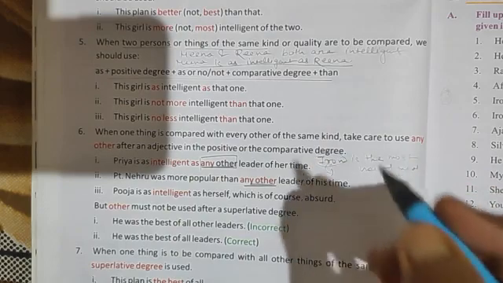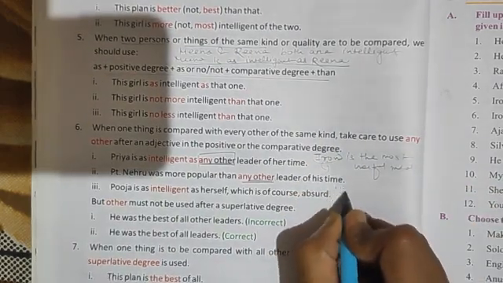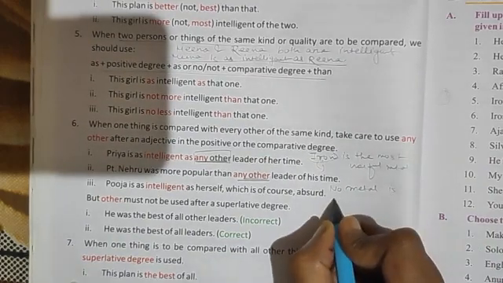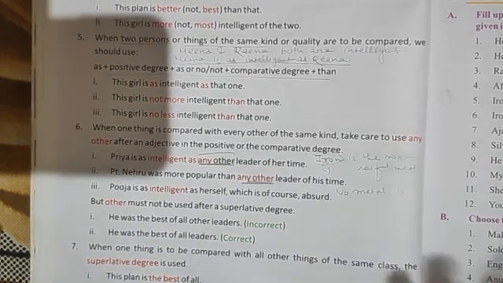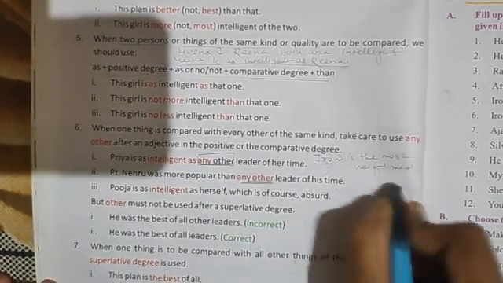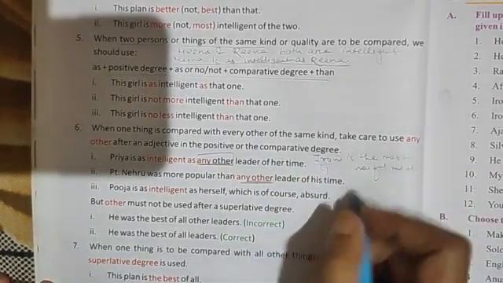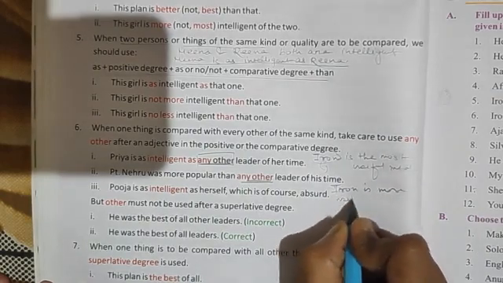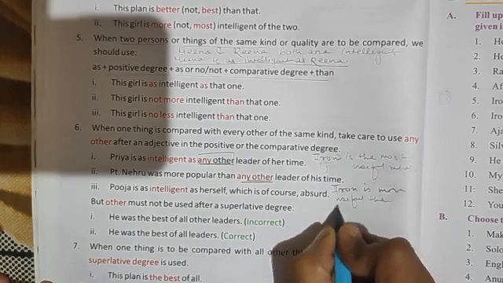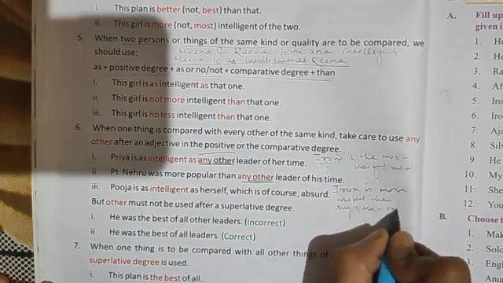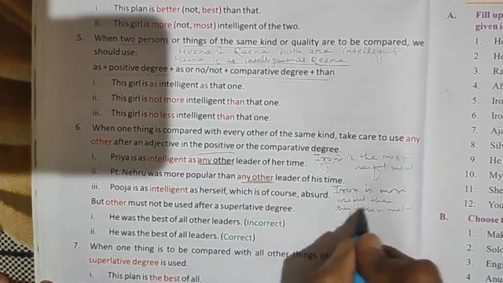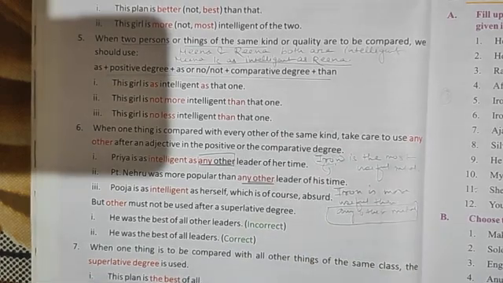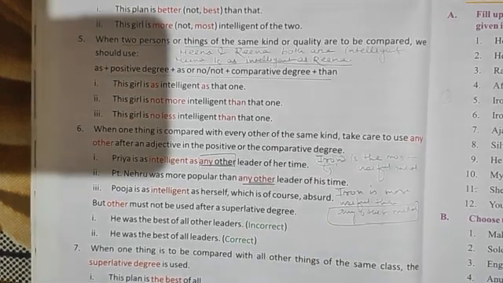So in that case, I will be writing, sorry, not this. I will be writing iron is more useful than any other metal. Than any other metal. Iron is also a metal. I am talking about any other metal. Means I will be using this any other to compare between two similar things.